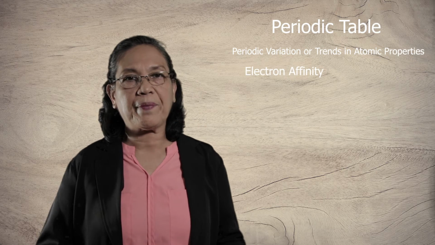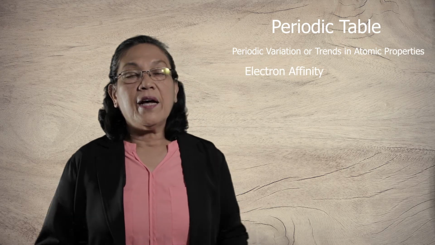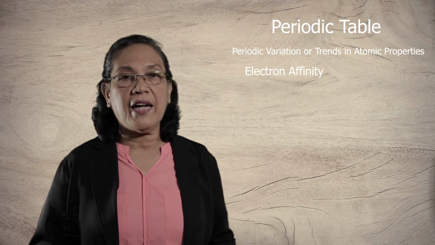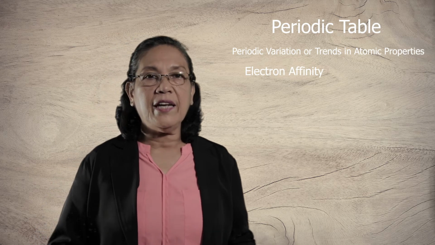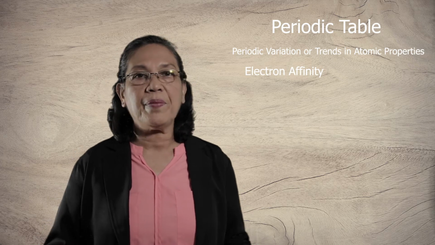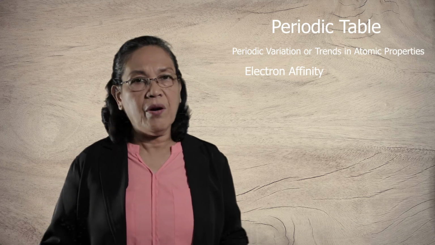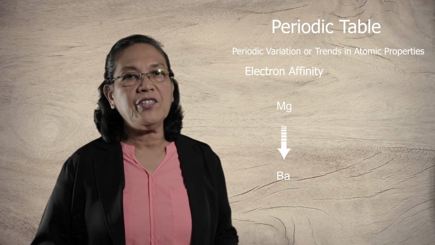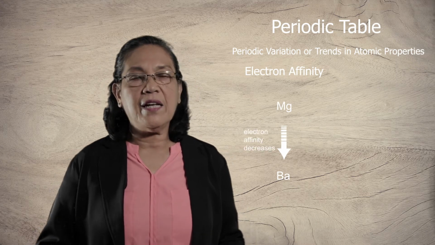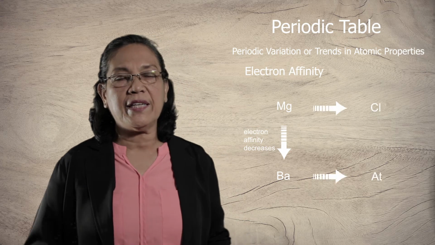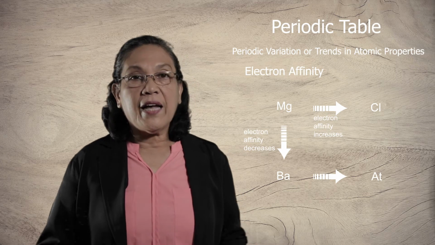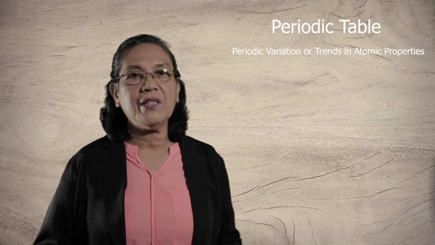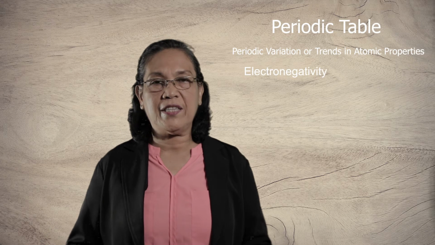Another periodic variation is the electron affinity. By electron affinity, this is the energy released by an atom in order to gain an electron. So, gaining an electron will form a negative ion. As you go down the periodic table, the electron affinity decreases, while as you go across the periodic table, the electron affinity increases. Another periodic variation is the electronegativity.